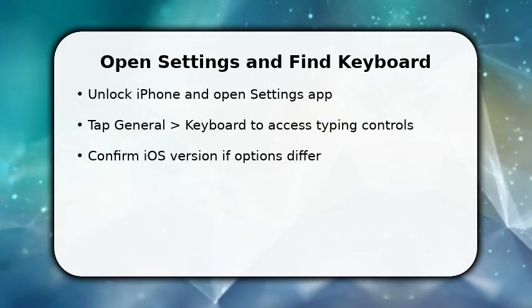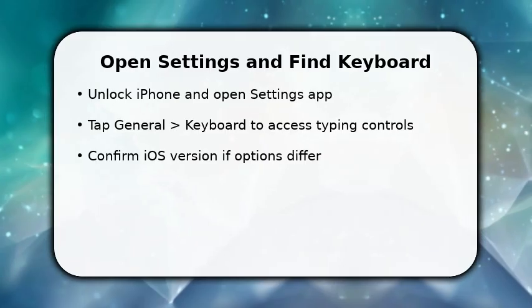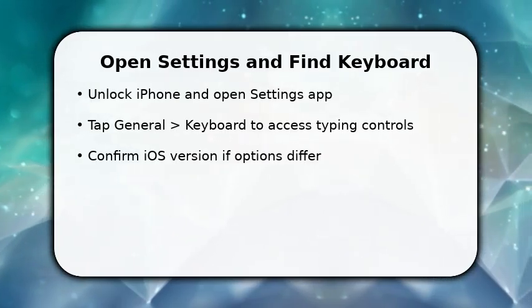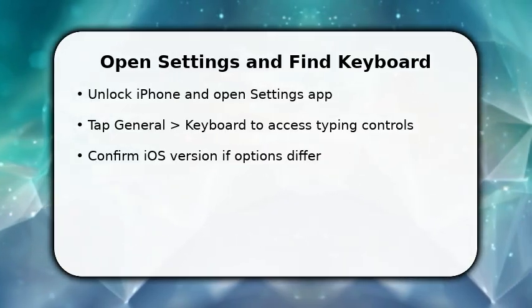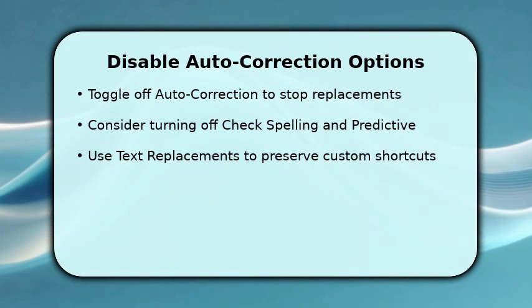Now that you're in Keyboard, you're ready to change individual typing features. This is the first actionable place to disable automatic corrections. You'll find autocorrection near the top. Tap the toggle to turn it off so the system stops changing words as you type.